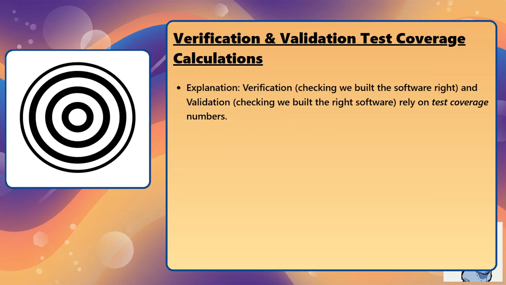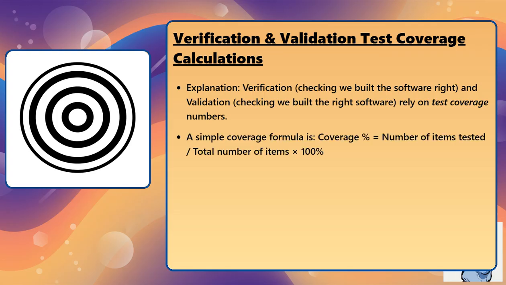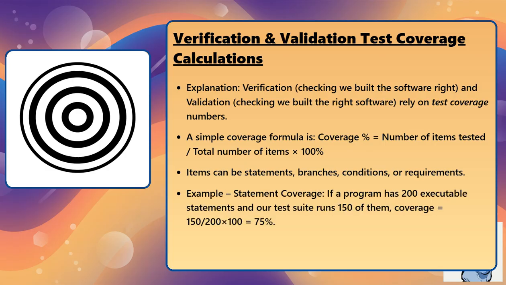Explanation. Verification, checking we built the software right, and validation, checking we built the right software, rely on test coverage numbers. A simple coverage formula is coverage percent equals number of items tested divided by total number of items times 100%. Items can be statements, branches, conditions, or requirements. Example, statement coverage. If a program has 200 executable statements and our test suite runs 150 of them, coverage equals 150 divided by 200 times 100 equals 75%.